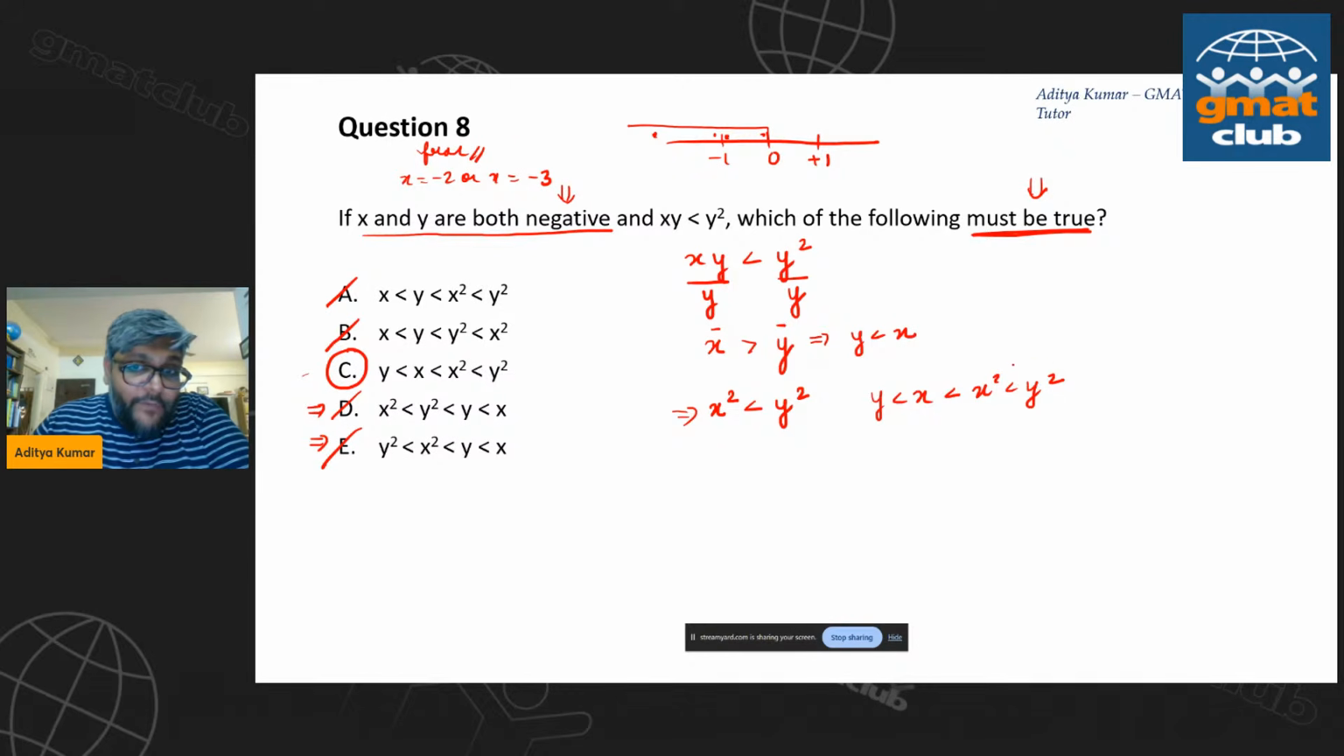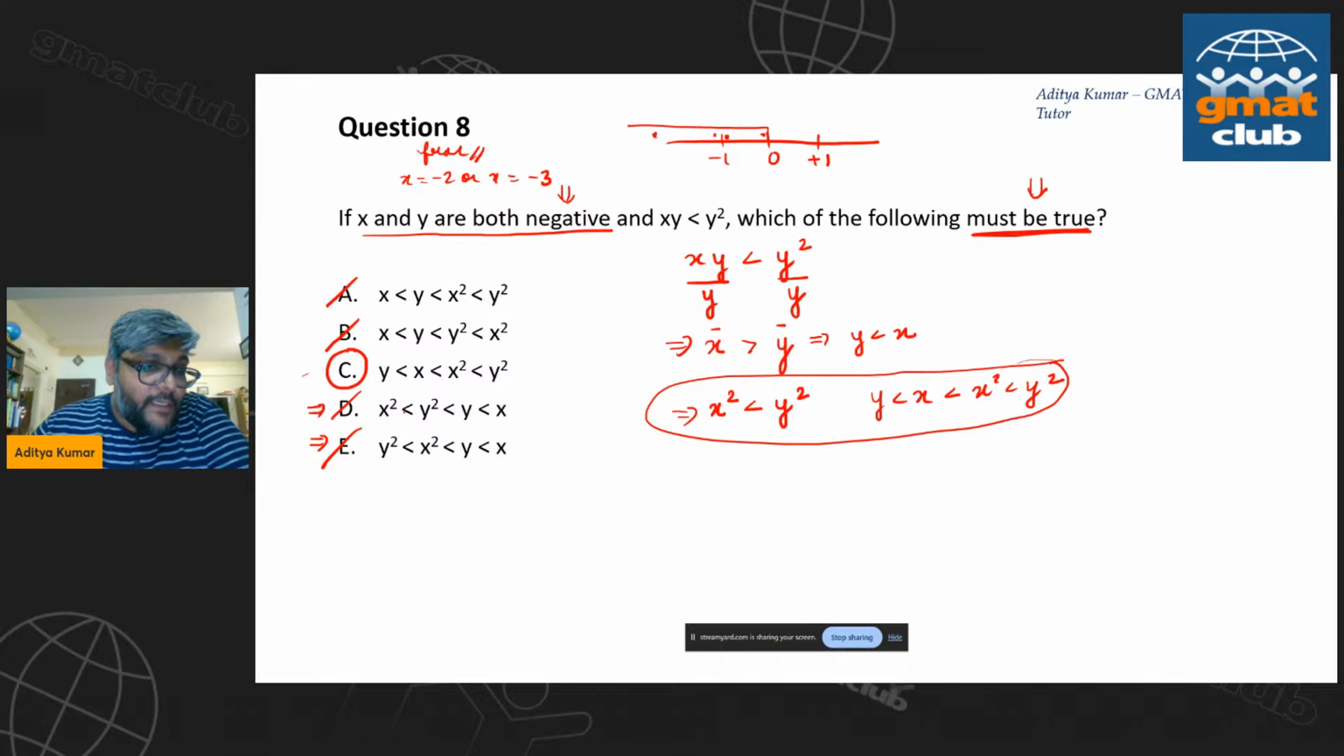So I didn't have to do this square as well if I eliminated those two, because only this would have eliminated A and B for me. And the very fact that x square and y square is positive, cannot be less than y and x, would have eliminated D and E, leaving me with C. That would be the fastest way to work.